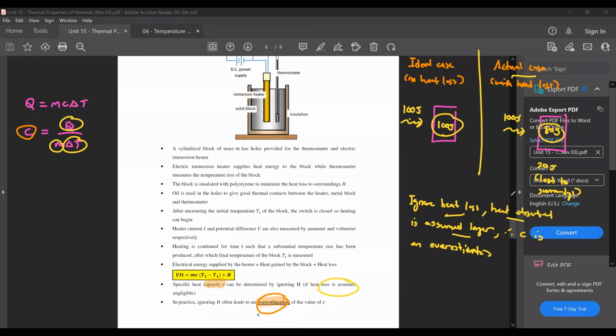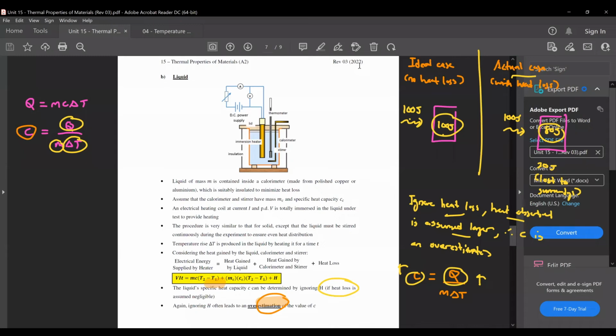An easier way to look at it is to look at this equation. C is equal to Q over m delta T. If your heat absorbed is assumed larger because heat loss is ignored, your C obviously will be larger. Okay, so that is the understanding behind this. But you won't be asked to explain why it is an overestimate. You are really just required to know, if we ignore heat loss, what does this cause our calculated C to be? It will just be higher than the real value. It will just be an overestimate. That's all.